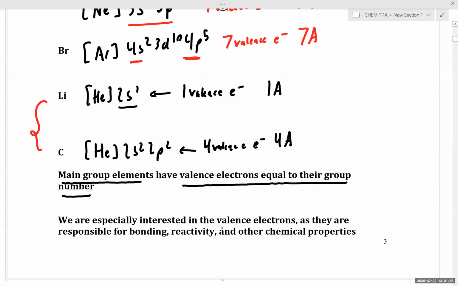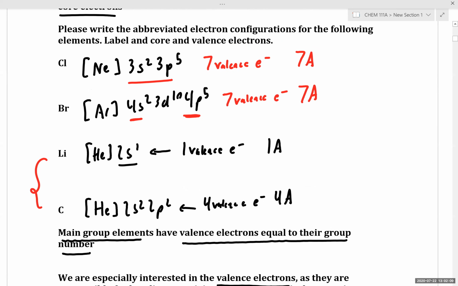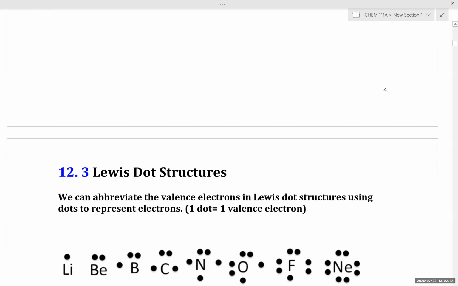In general, main group elements have valence electrons equal to their group number. Now, we're especially interested in the valence electrons as they're responsible for bonding, reactivity, and other chemical properties. Okay, so we have a method for counting and identifying valence electrons. Wonderful. This is review from our previous chapters. Now, how can we use that?